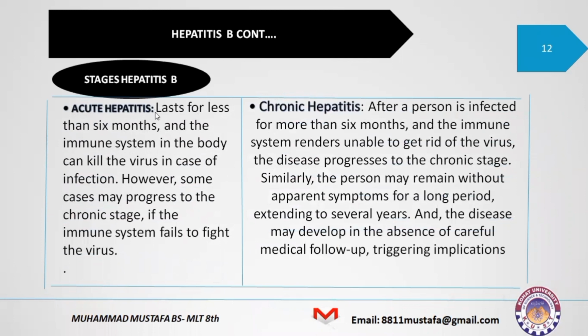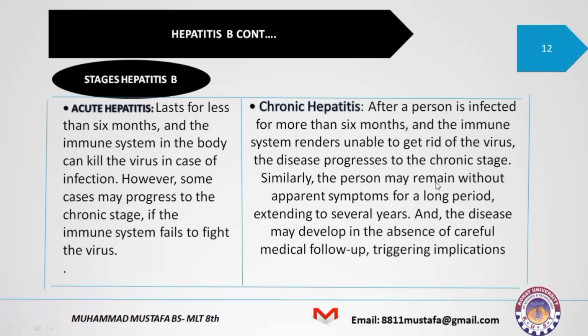What is the acute stage of hepatitis? Acute hepatitis lasts for less than 6 months, and the immune system in the body can kill the virus in case of infection. However, some cases may progress to the chronic stage if the immune system fails to fight the virus. The second stage is the chronic stage.